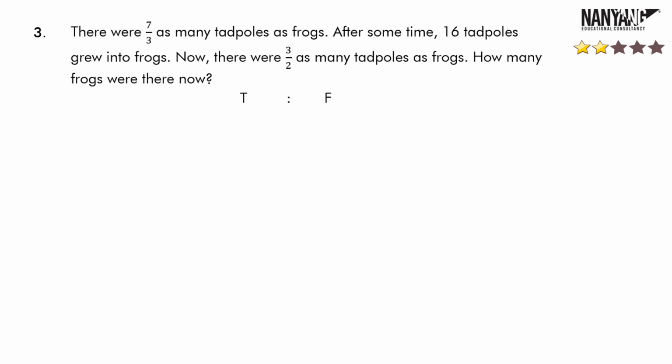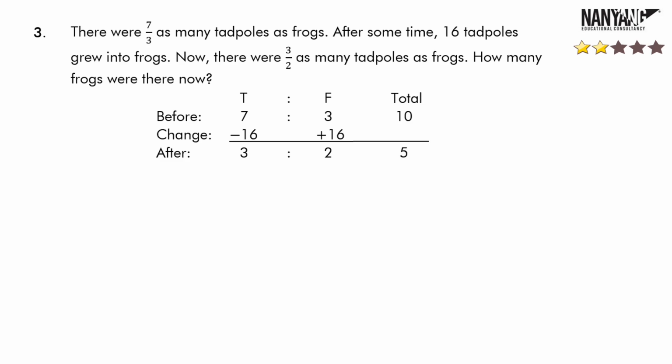Alright, so our first step would be to write down the ratio of tadpoles and frogs at first, which would be 7:3. Our change would be minus 16 tadpoles because they grew up into frogs. So, plus 16 frogs. Then we write down the ratio after the exchange, which is 3:2. Next, let's look at the total. The number of parts before would be 10, and after would be 5. Now in this exchange, the total remains the same, so we need to equate these two together. How so? We need to multiply the after row by 2. That way we can get our total to be 10 units.